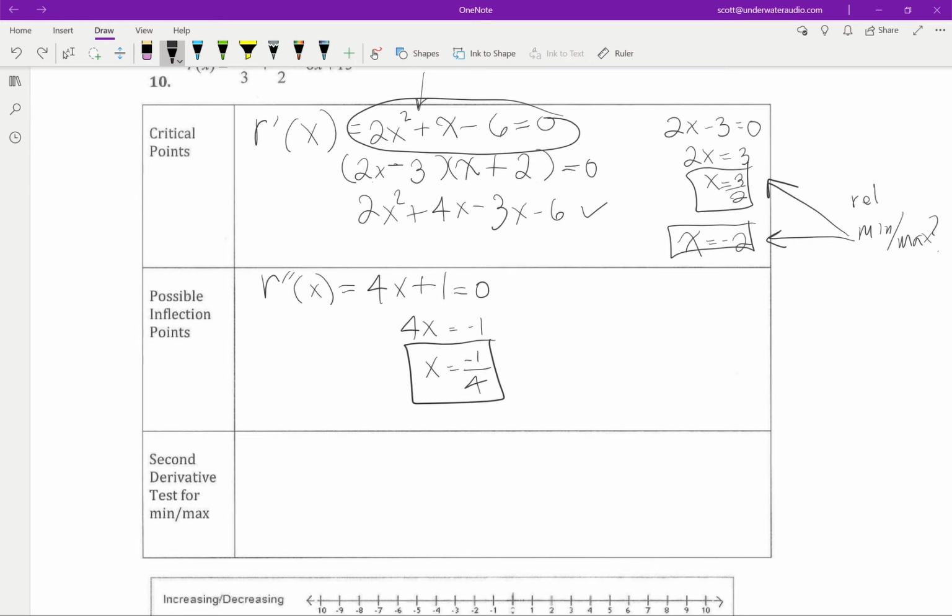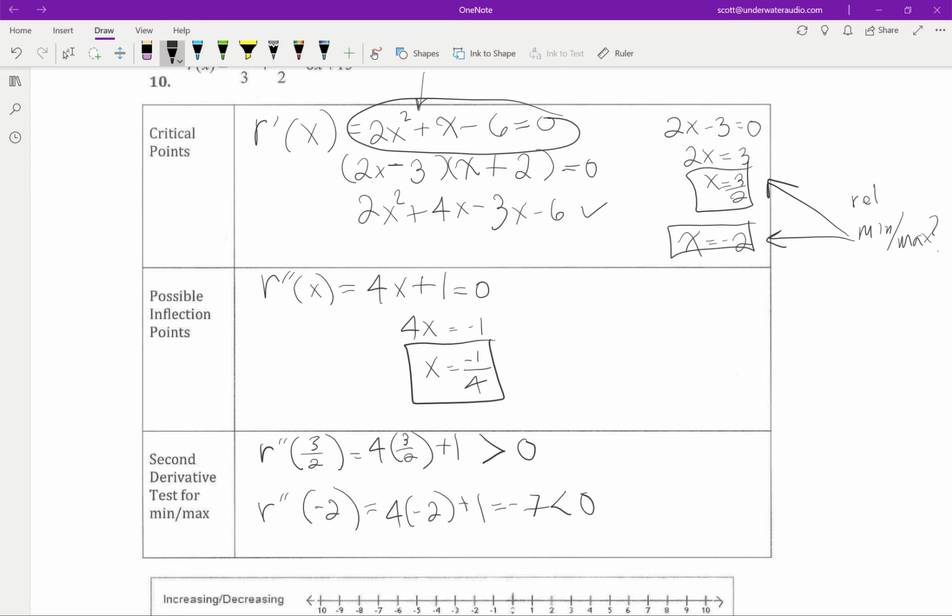So let's give that a shot. I need the second derivative at 3 halves and the second derivative at -2. So plugging that into this equation, I get 4 times 3/2 plus 1. Whatever that is, that's definitely greater than 0, so it's a positive thing. And -2, if I plug that in, 4 times -2 plus 1. -8 plus 1 is -7. That one is less than 0.